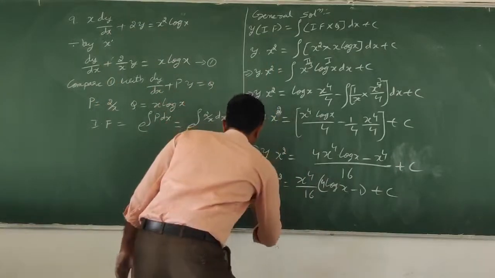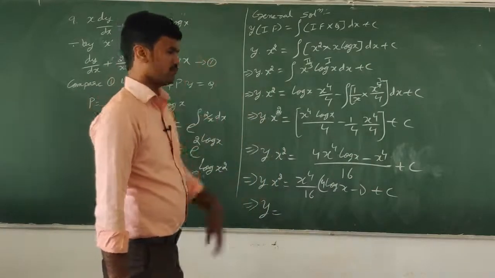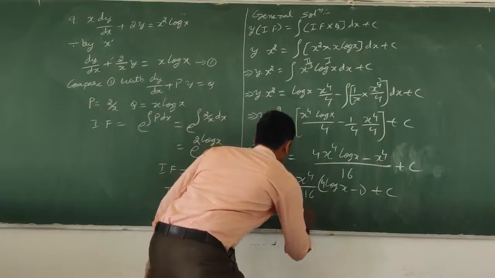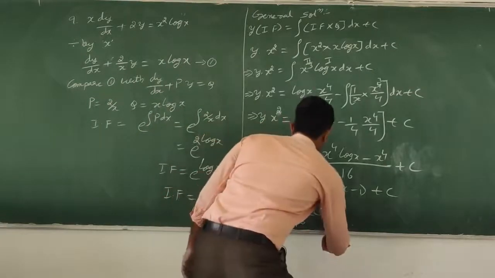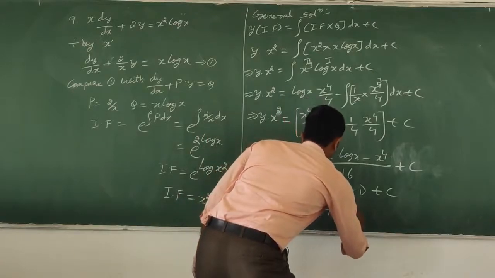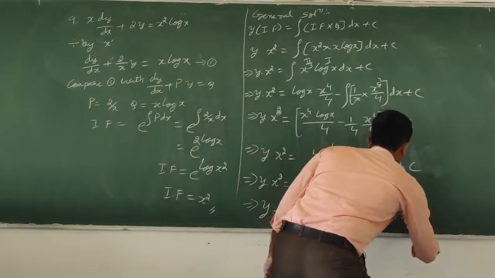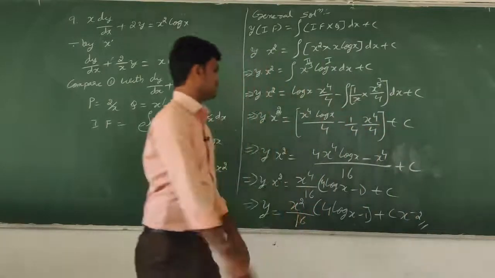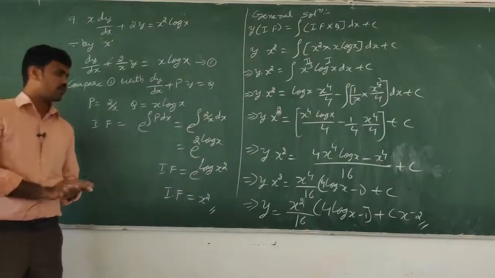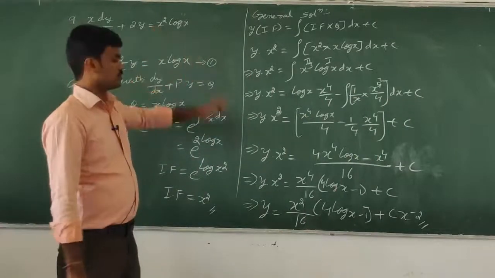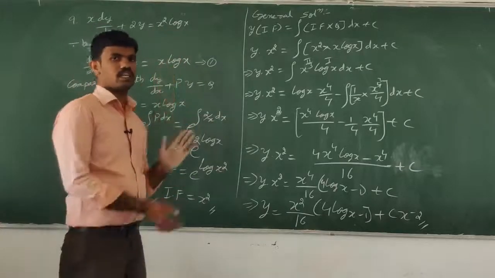So then we have y is equal to x to the power 4 divided by x square, which means what? x square, 4 minus 2. 4 minus 2 is 2. x square by 16 into 4 log x minus 1 plus c into x power minus 2. This is the required solution, the general solution of this given linear differential equation.